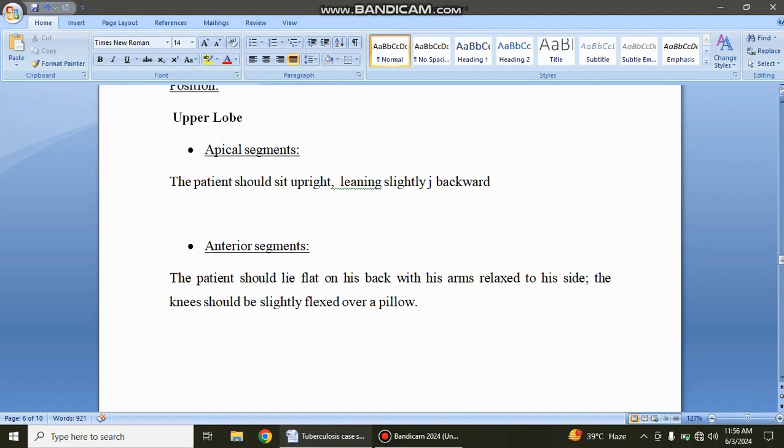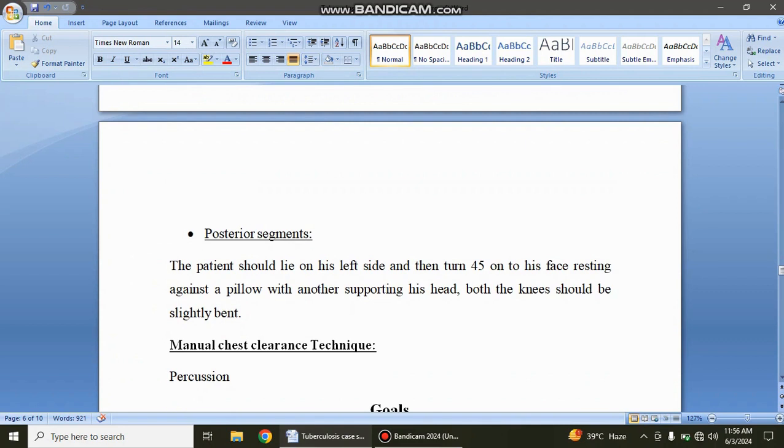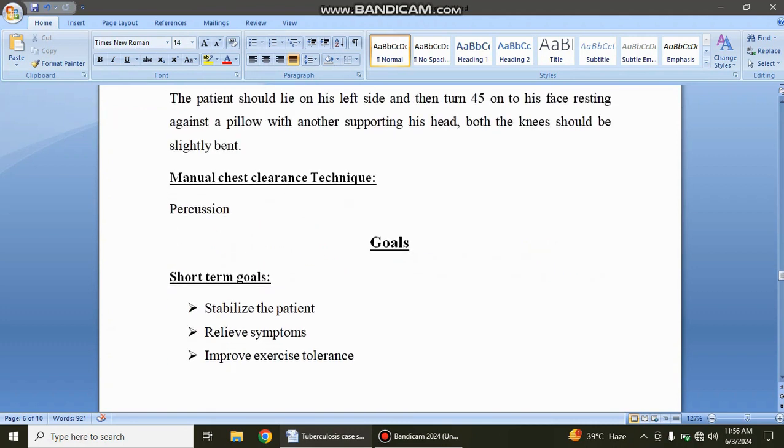Upper lobe: what is the position in the upper lobe? For apical segments, the patient should sit upright, leaning slightly backward. For anterior segments, the patient should lie flat on his back with his arms relaxed to his side. The knees should be slightly flexed over a pillow. For posterior segments, the patient should lie on his left side and then turn 45 degrees onto his face, resting against a pillow with another supporting his head. Both the knees should be slightly bent.